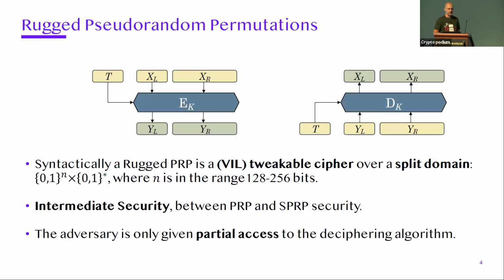In terms of security, rugged PRPs strike a level of security that sits right in between that of PRPs and strong PRPs. At a high level, this is achieved by giving the adversary full access to the enciphering algorithm, but only partial access to the deciphering algorithm. In contrast, in the SPRP notion, for example, the adversary has full access to both, and in a PRP, the adversary has access only to the enciphering algorithm.